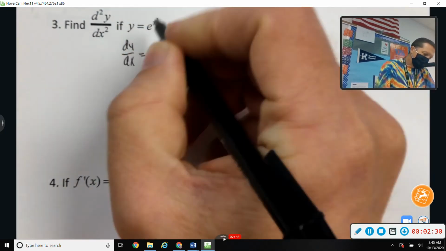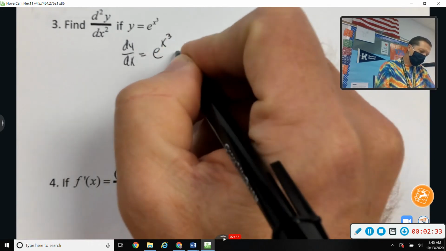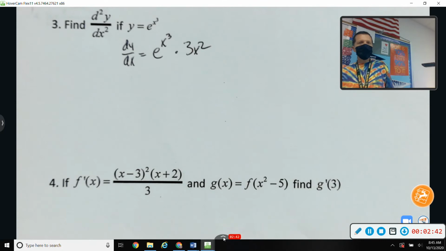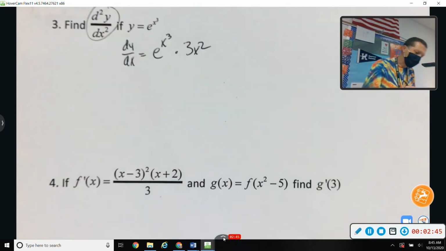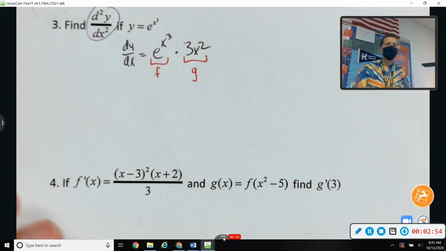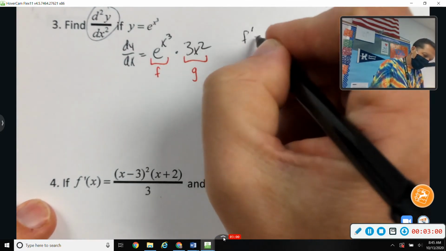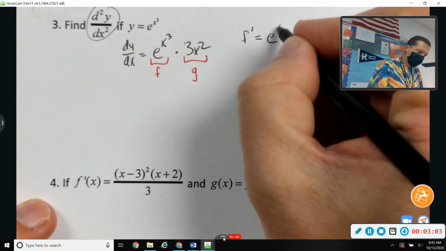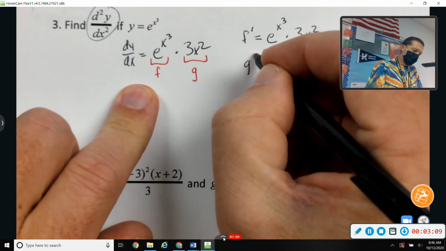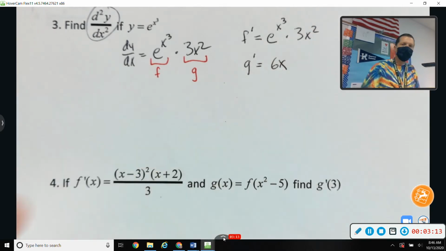dy dx, e to something, the derivative is e to the same thing, times chain rule, 3x squared. There we go. So that's the first derivative, but be careful, it asks me for the second derivative. So I need to do this again. This one looks a little complicated, so I don't think I want to just product rule in place. I want to write the pieces out. F prime, especially when e is involved, since you constantly keep doing e to the x cubed times 3x squared. That's f prime. G prime is 6x.